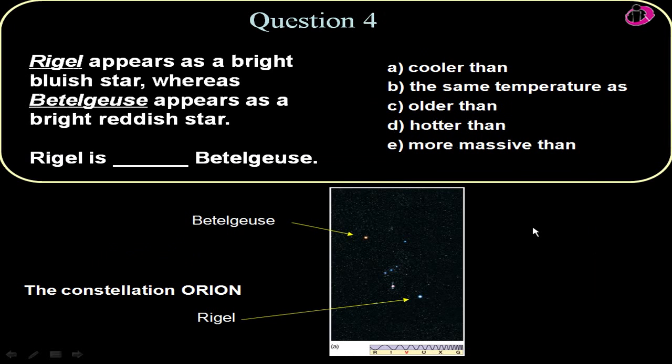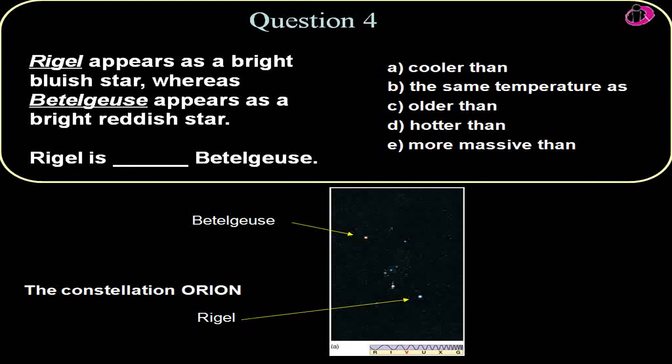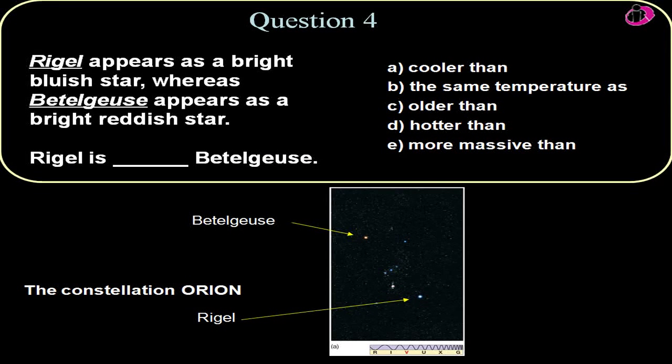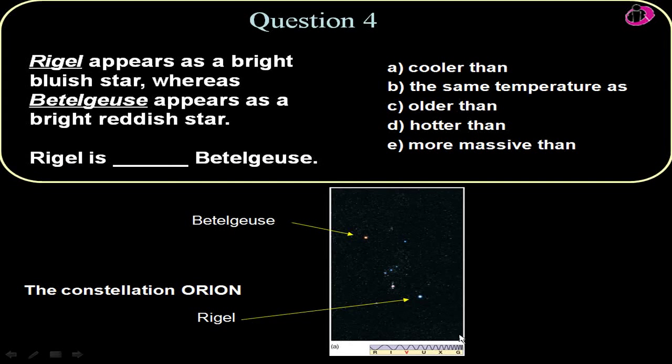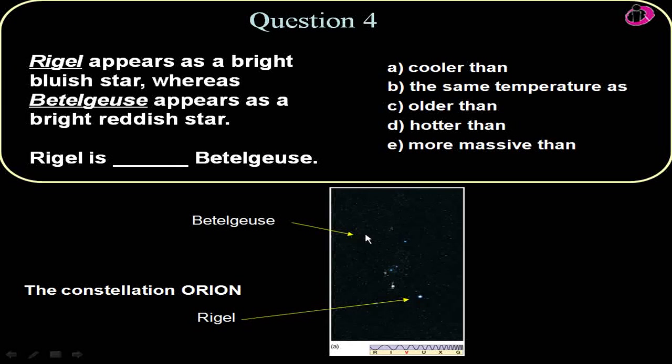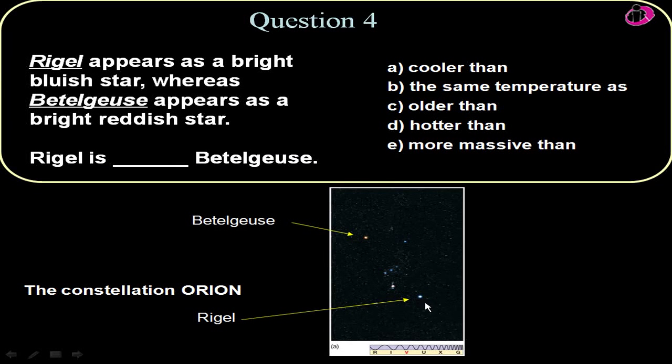Question 4. Rigel appears as a bright bluish star in the constellation Orion, whereas Betelgeuse appears as a bright reddish star in the constellation Orion. You can see the constellation down here. Rigel and Betelgeuse are exactly opposite. You can see definitely the red star Betelgeuse, the blue star Rigel. The question is, Rigel is blank Betelgeuse.